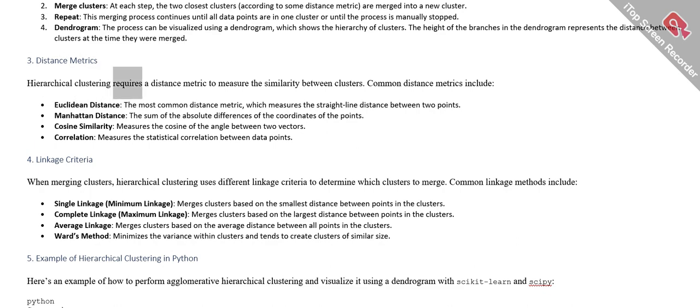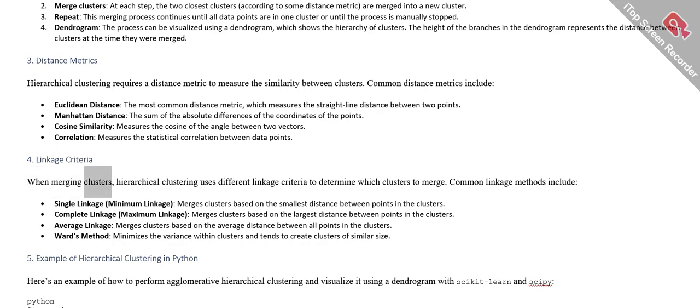3. Distance metrics. Hierarchical clustering requires a distance metric to measure the similarity between clusters. Common distance metrics include Euclidean distance, the most common distance metric, which measures the straight line distance between 2 points. Manhattan distance, the sum of the absolute differences of the coordinates of the points. Cosine similarity, measures the cosine of the angle between two vectors. Correlation, measures the statistical correlation between data points.